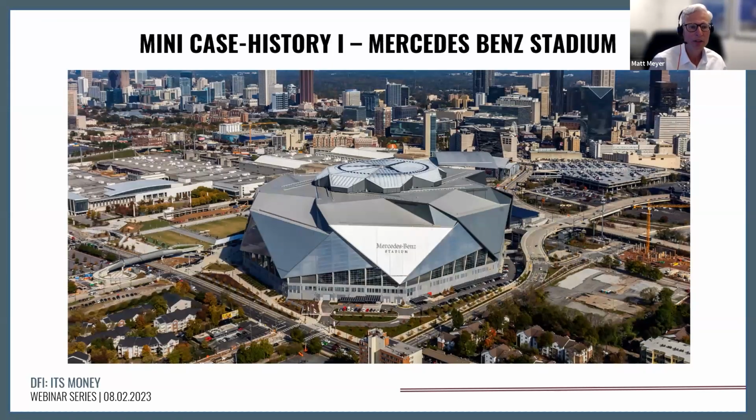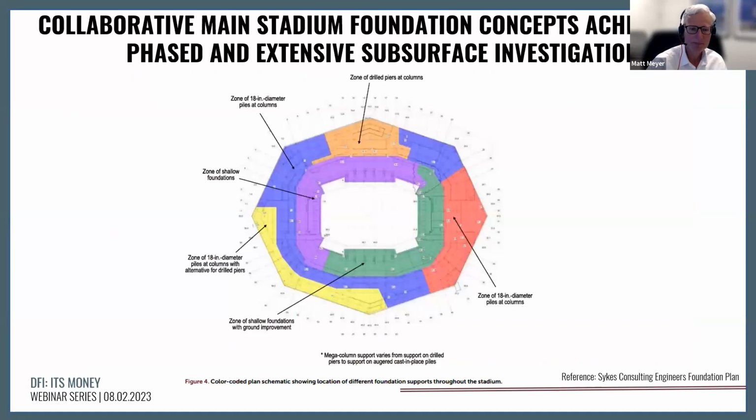So now I'm going to move into the first mini case history, which is regarding the Mercedes-Benz or Falcon Stadium. For those who may have attended SuperPile that just went by here in June, I had a more extensive presentation on the various foundation systems for the Mercedes-Benz Stadium. Today, we're going to focus on the auger cast in place pile system alone and the applicability of that to the specific areas of the stadium structure that were supported on this variable length auger cast in place pile system.